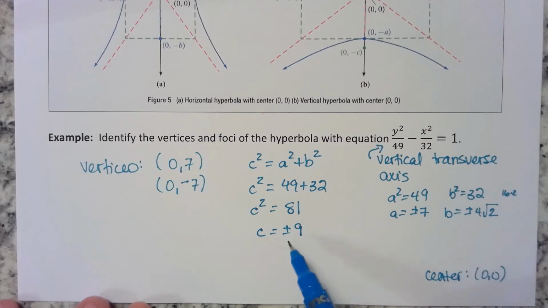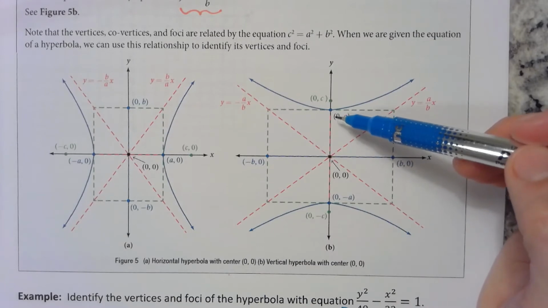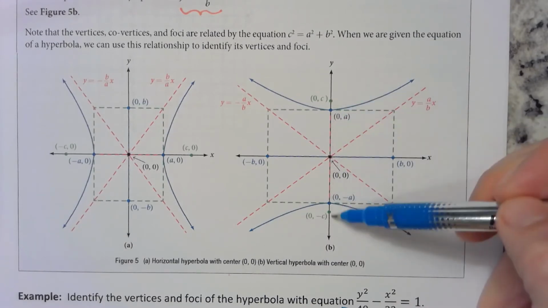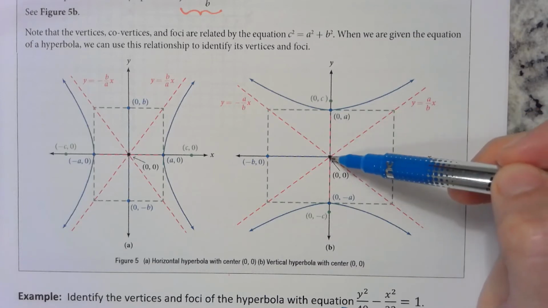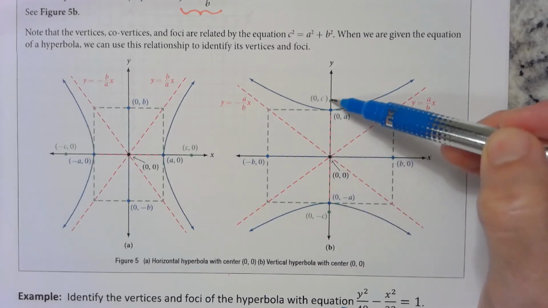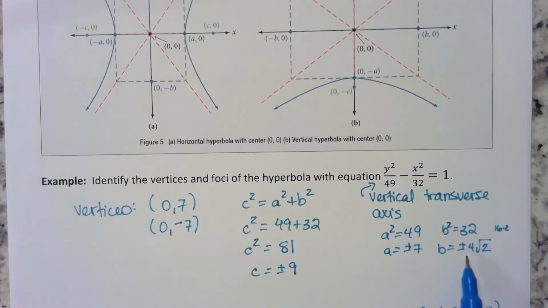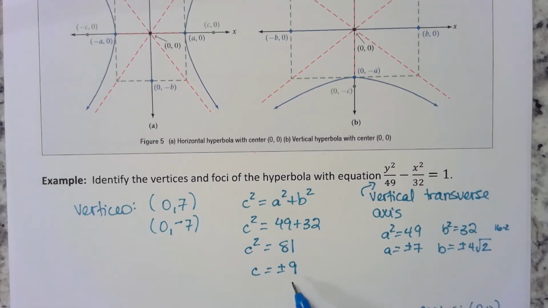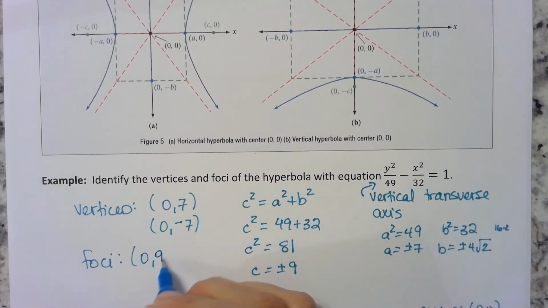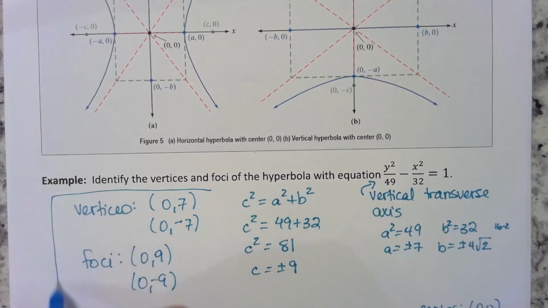Your foci are also going to go vertical. Remember, your transverse axis is going this way. Your vertices go here and they go here. Your foci go here and here. So it's going to go c, which is 9. Sorry, I couldn't find it on my paper. So it's going to go 9 up and 9 down from the center. So it's going to go to 0, 9 and to 0, negative 9. And that's all they asked us to find in this particular problem.